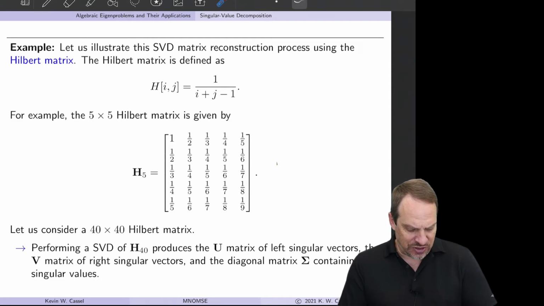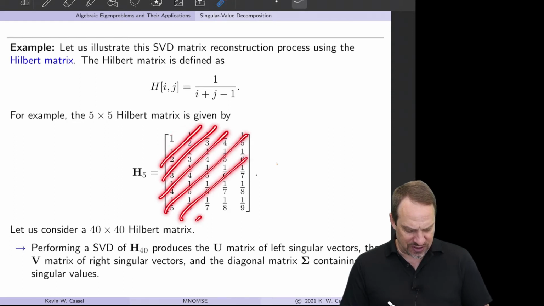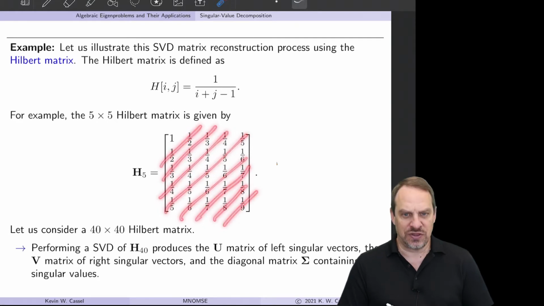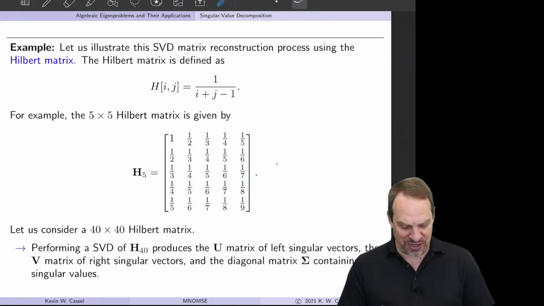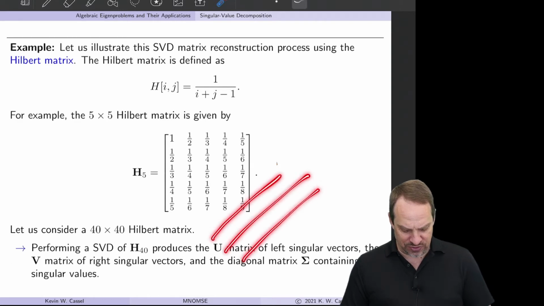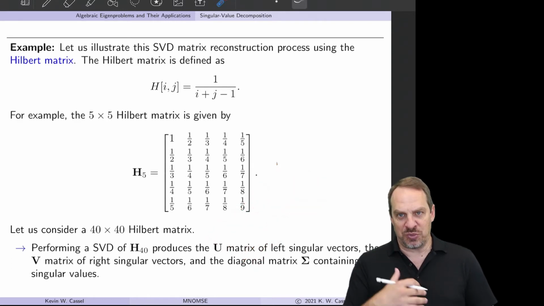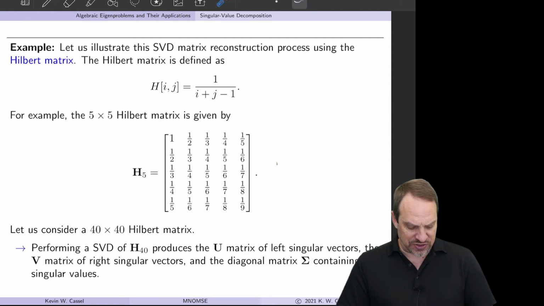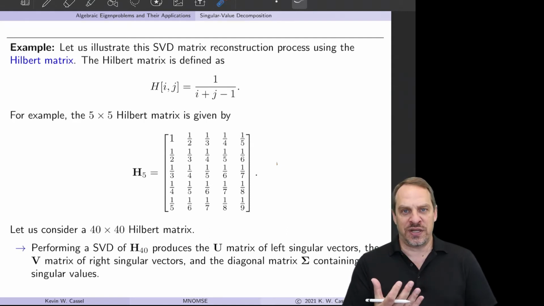So as an illustration, here's a 5 by 5 Hilbert matrix, and you can see these are ones, halves, thirds, fourths, fifths, sixths, sevenths, eighths, and ninths. Now you can start to see what's happening as this gets bigger and bigger. These additional diagonals get smaller and smaller.